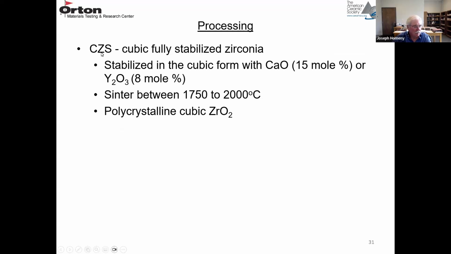So CSZ is cubic fully stabilized zirconia. So you're stabilizing it in the cubic form with, let's say, lime, you have to add at least 15 mole percent, or yttria, you have to add about 8 mole percent. So these are the minimum requirements of additives to get it in a cubic form. Sinter it at a high temperature, 1750 to 2000 degrees C, and you're going to end up with a polycrystalline material, all cubic ZrO2.